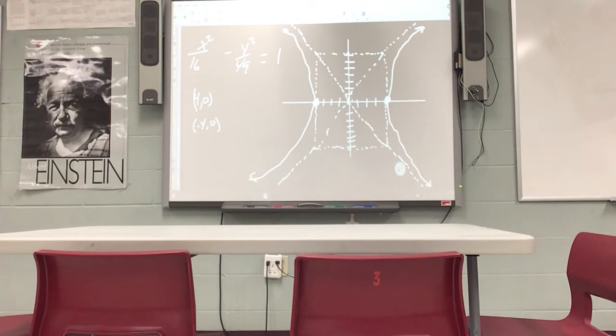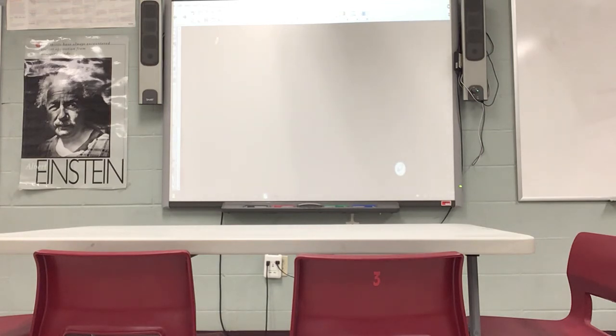You ready to try one? Of course you are. Alrighty, you're going to try y squared over 36 minus x squared is equal to 1. So, questions for you first off, is it vertical or horizontal? Vertical. What's underneath the x squared? One. X squared is the same as x squared over 1. Okay, so try that.